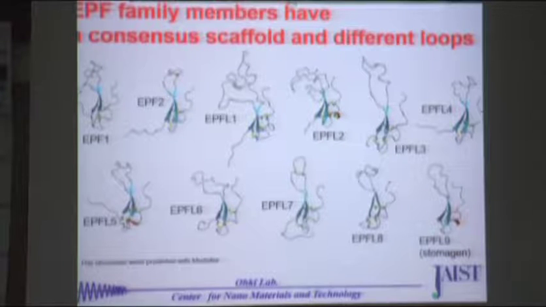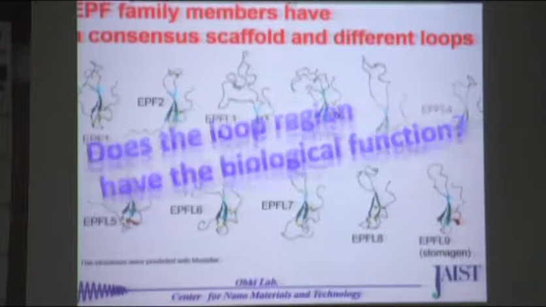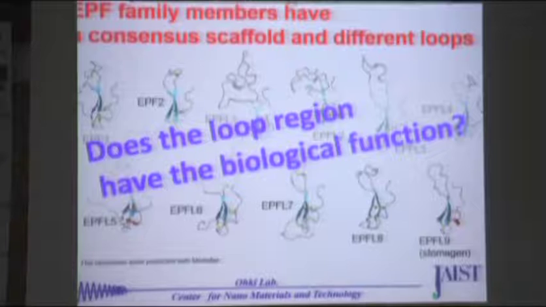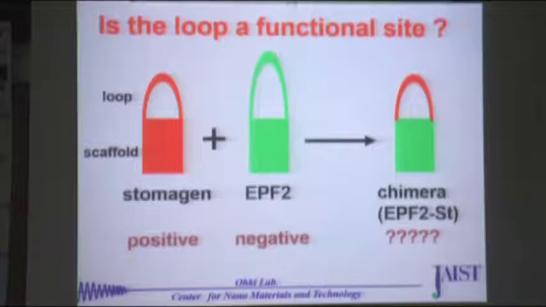So we thought the loop region is probably the functional site. As the loop region has the biological function. To answer this question, what kind of experiment should we run? So this is the best way to show whether the loop region is the functional site or not.